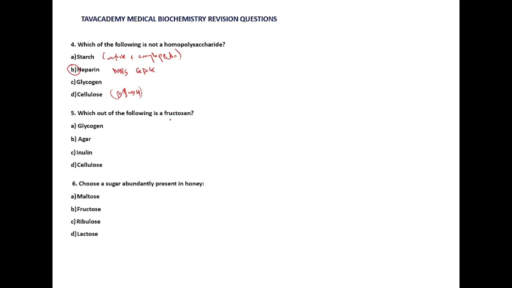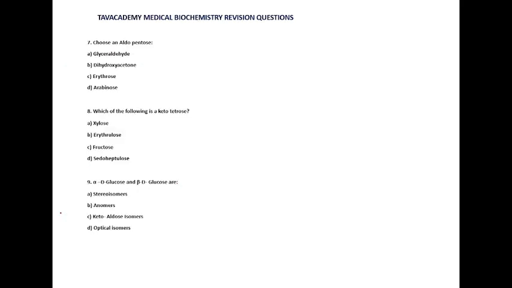Which of the following is a fructosan? Inulin is a fructosan. Choose a sugar abundantly found in honey. Fructose will be the answer. So question 7 says, choose an aldopentose. The answer to this will be arabinose, will be an aldopentose. Question 8 says, which of the following is a ketotetrose? Erythrulose will be a ketotetrose.